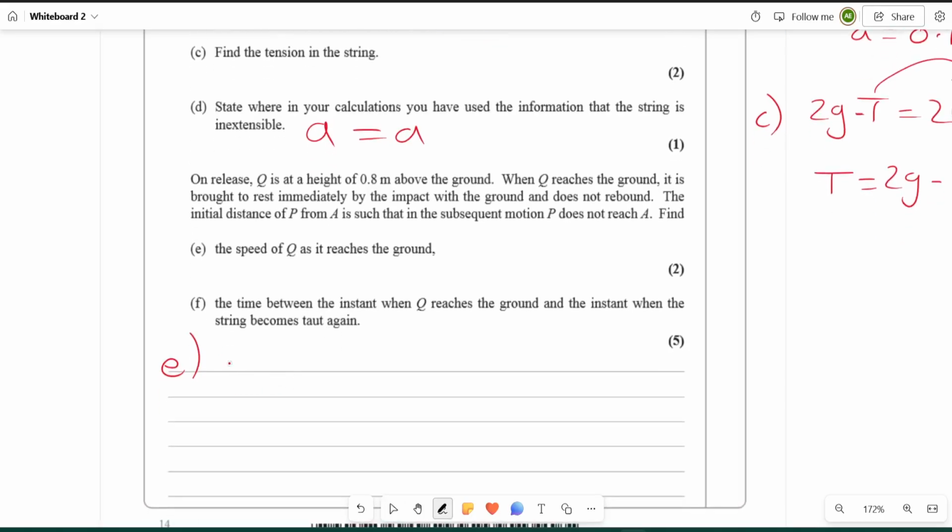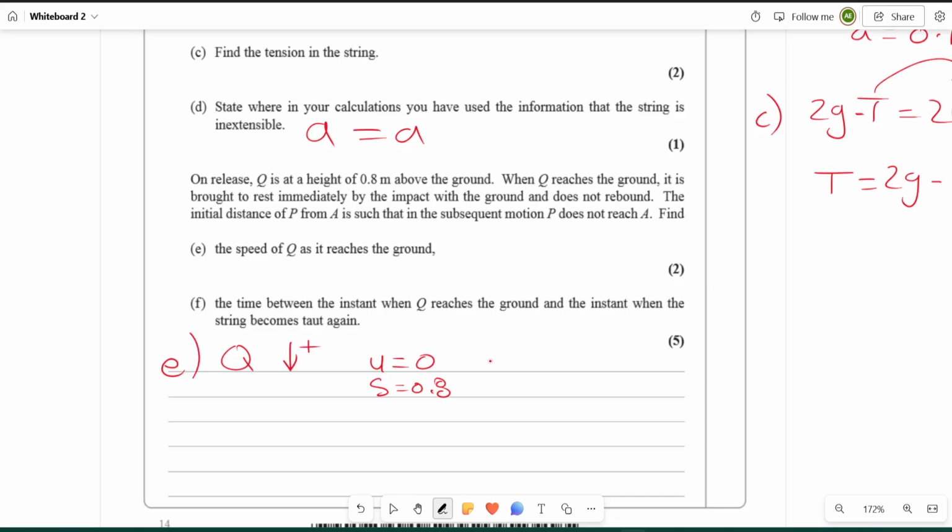So speed, we're talking about kinematics. So let's write the things that we have for Q. Let's take down as positive over here. So I know that the initial velocity is 0. We're starting from rest. I know that the displacement is going to be positive 0.8 because it's below my starting point and down is positive.